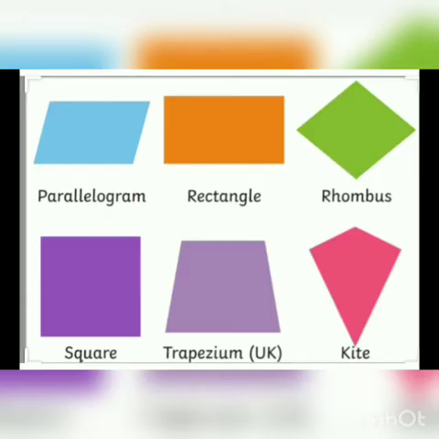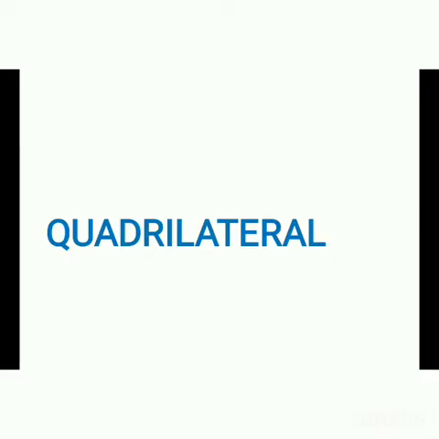Next, what is this? Parallelogram, rectangle, rhombus, square, trapezium, kite. All these come under which category? Yes, quadrilateral, isn't it? So a four-sided polygon is known as a quadrilateral. We are naming the polygons based on the sides. That means counting the number of sides, we name the polygons. If it is a three-sided polygon, we call it a triangle. If it is a four-sided polygon, we call it a quadrilateral.